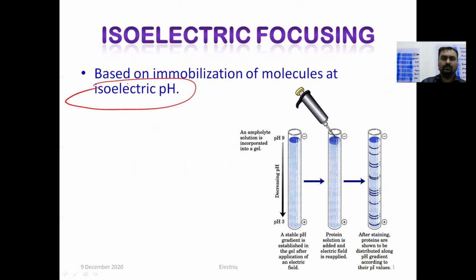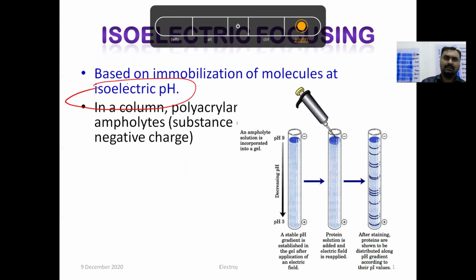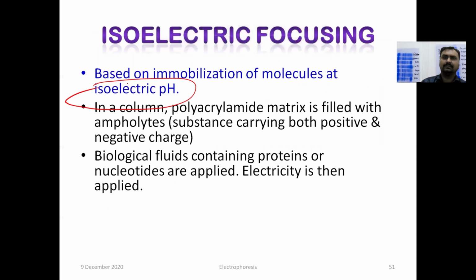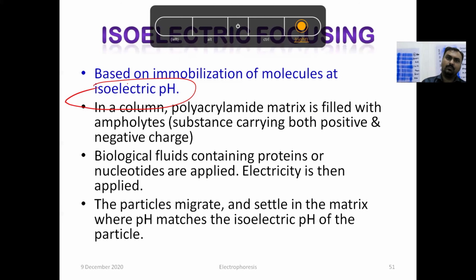As we know, at the isoelectric pH, the molecules have no net charge, so there is no mobility. So we can separate molecules based on their different isoelectric pH. The column is packed with different ampholytes, and the molecules remain at their isoelectric pH, so we can separate them.